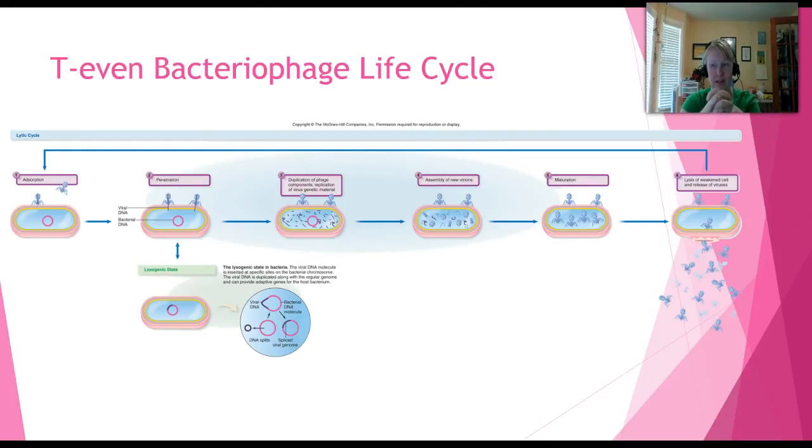Now, in the lysogenic cycle, the viral DNA is inserted into specific sites in the bacterial chromosome, and this viral DNA is duplicated along with the regular genome and can provide adaptive genes for the host. This can actually create new diseases, such as antibiotic resistance even, or the production of toxins that can make us sick. So through a viral infection of the bacteria, it can change the bacteria so that it then impacts us as far as human health goes. It's kind of crazy that way.